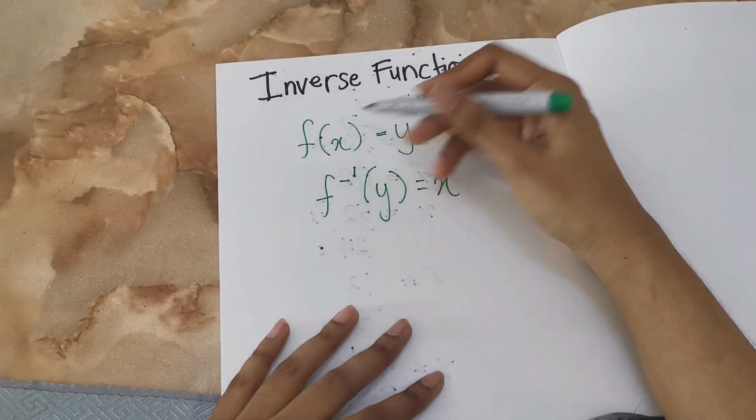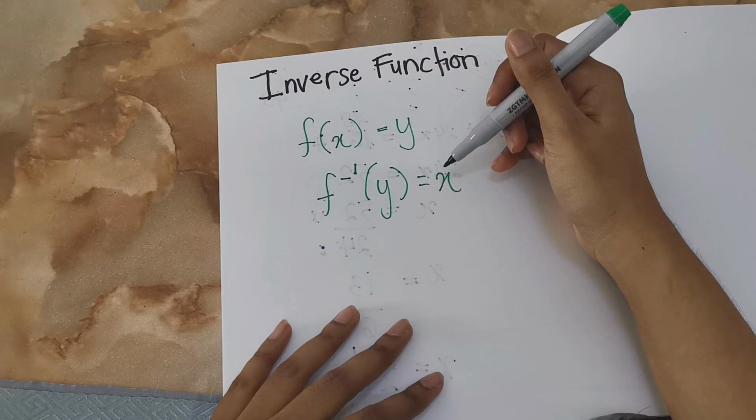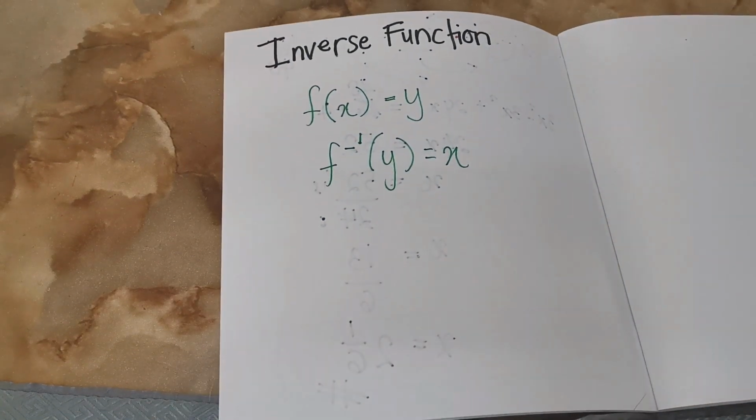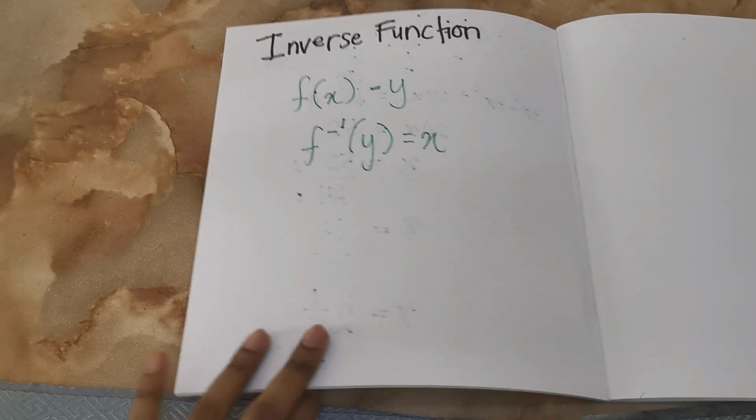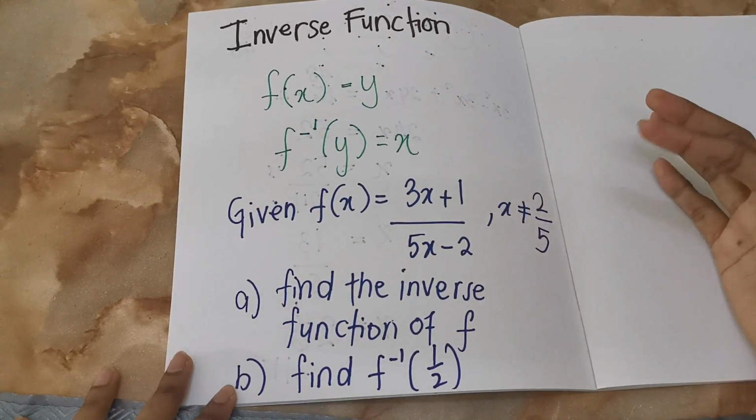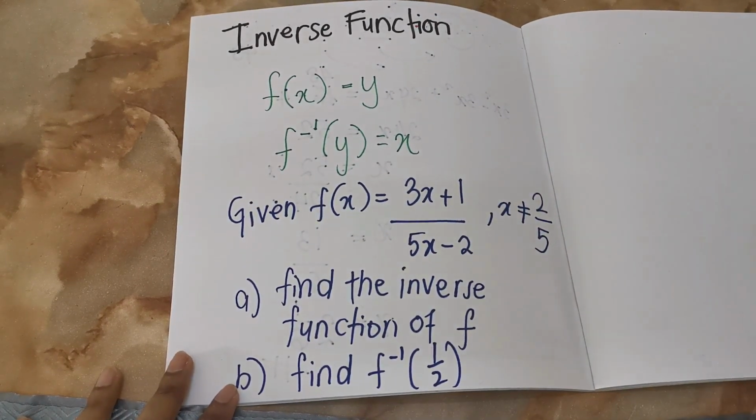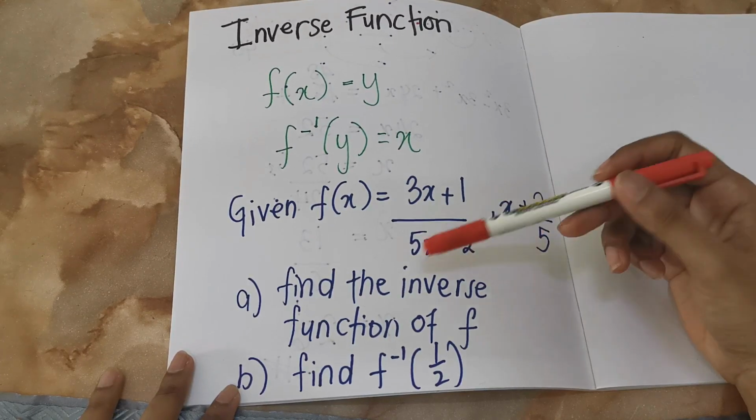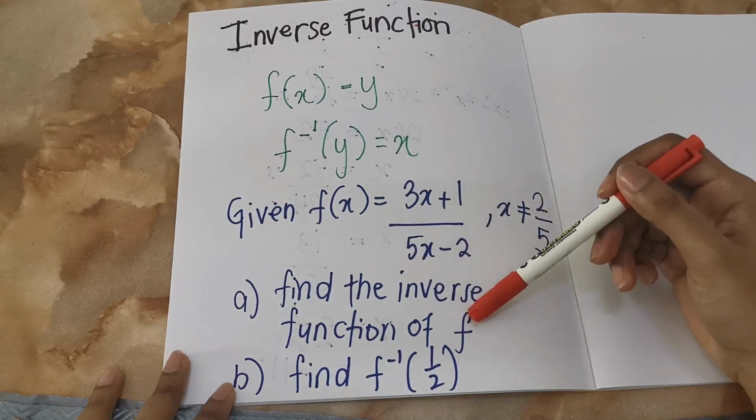Now, if we want to inverse a function, we can do it using a certain step. I'm going to show you the steps right now. Let me show you one example here. Given f(x) is (3x + 1) over (5x - 2), find the inverse function of f.